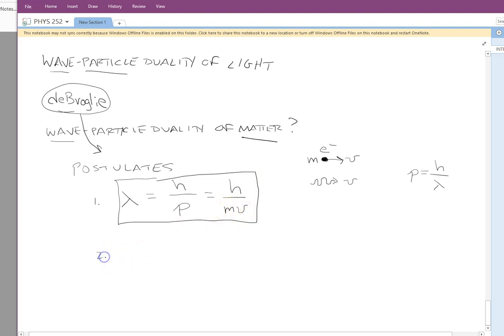And if you want to find the frequency, again, we'll borrow from the idea of the photon. Remember, for the photon, the energy of a photon is hf.